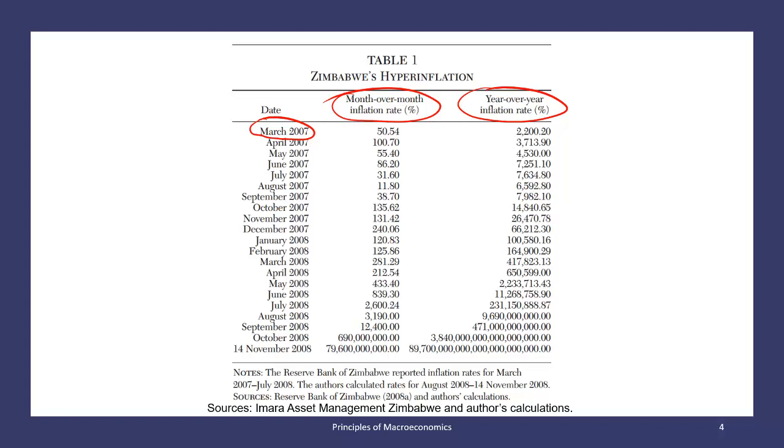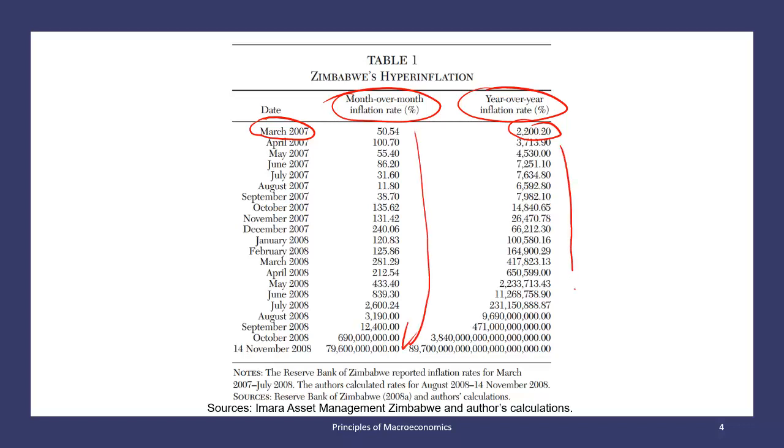dollars in March 2007. And what is the year over year inflation rate? This compares March 2007 with March of 2006, so you compare the same month in different years. And you can see here how the inflation rate in 2007 and 2008 increased in Zimbabwe, both the month over month and the year over year.